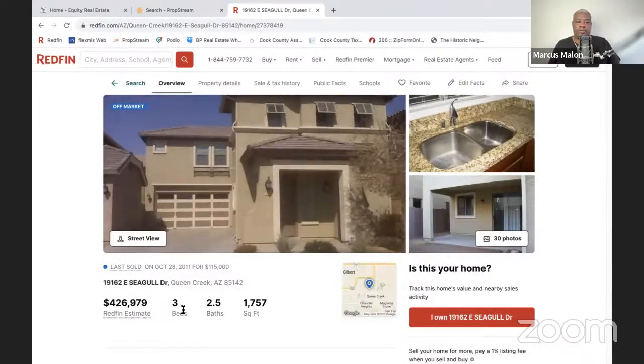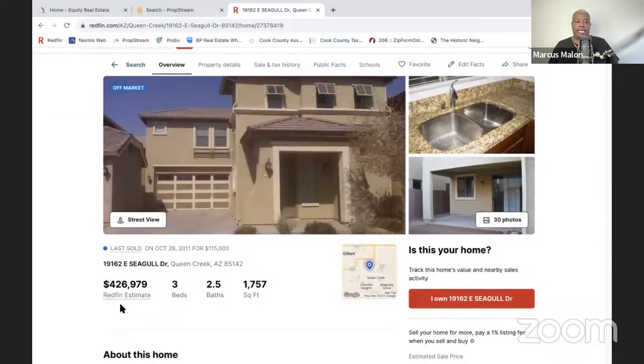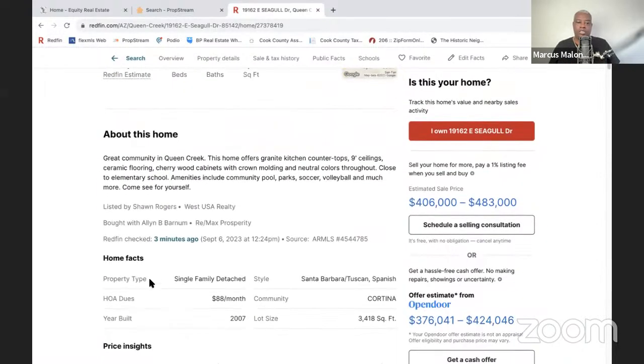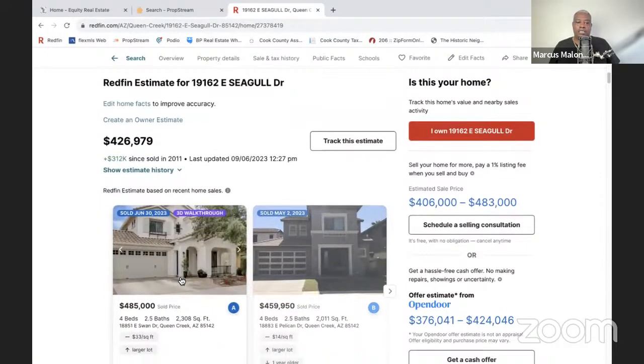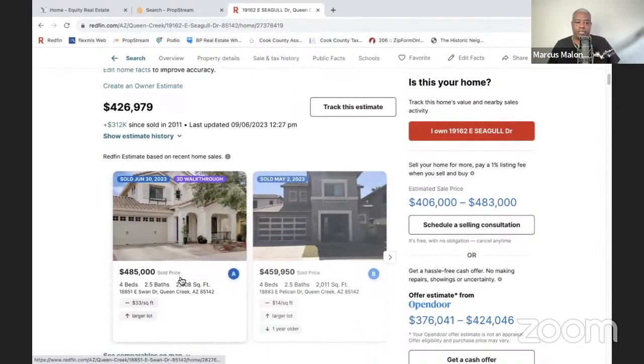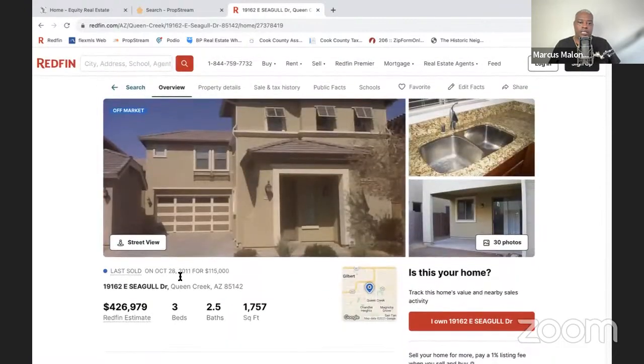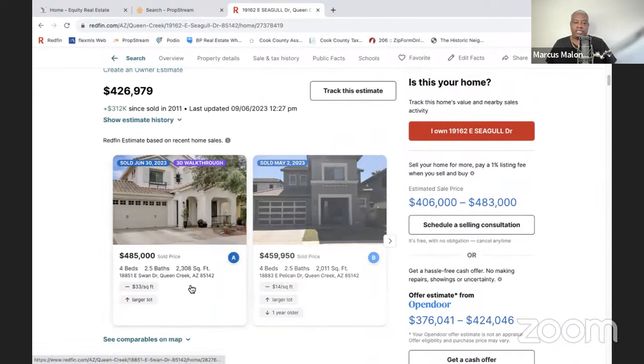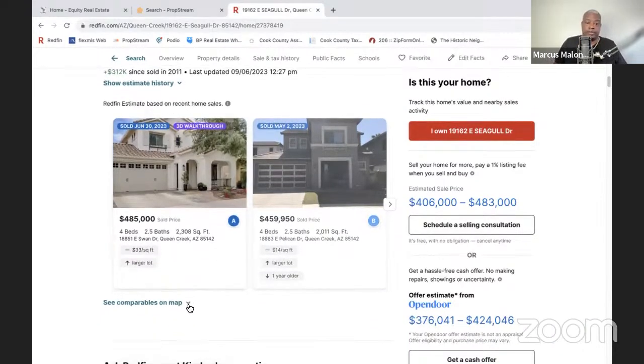We got 3 bedrooms, 2.5 baths, 1,757 square feet. Redfin has an estimate of $426,000. I never like to just take that estimate. You always want to make sure you do your own due diligence, right? So let's come down and let's look at some of the properties. So what was ours? 3, 2.5, 1,700 square feet, 1,757. We can't use these, although they're in the same area, right?